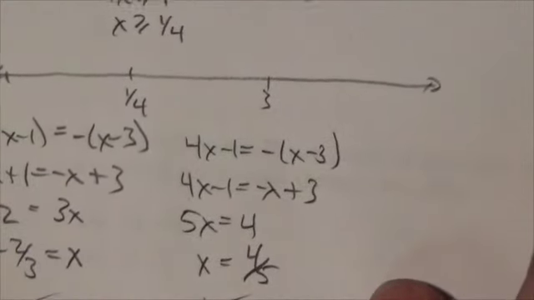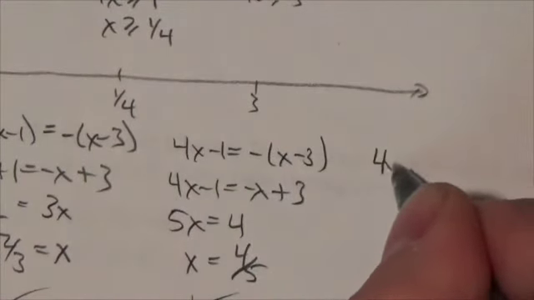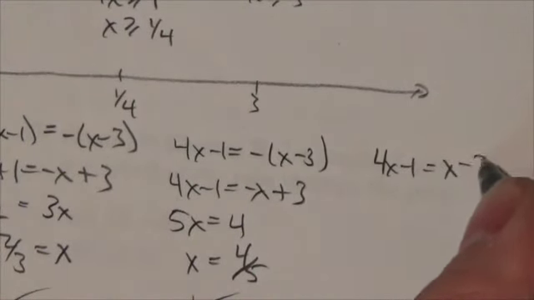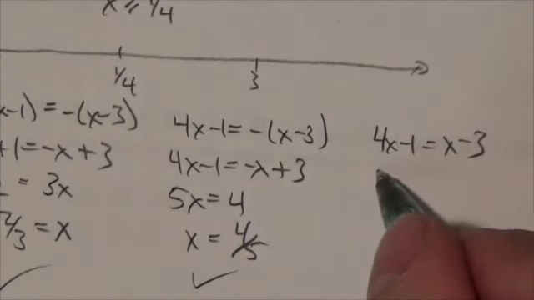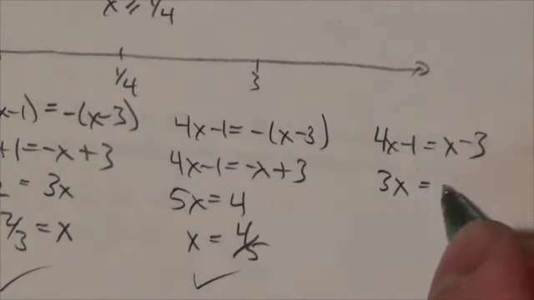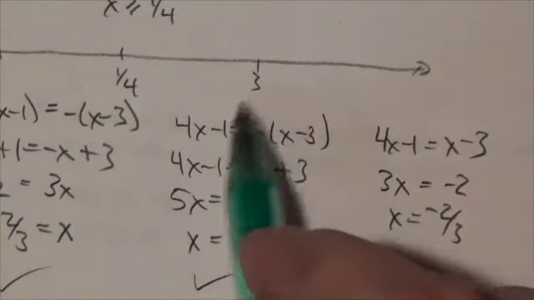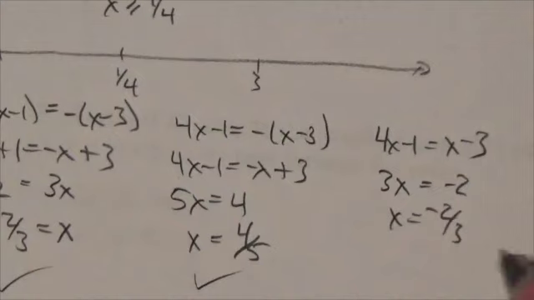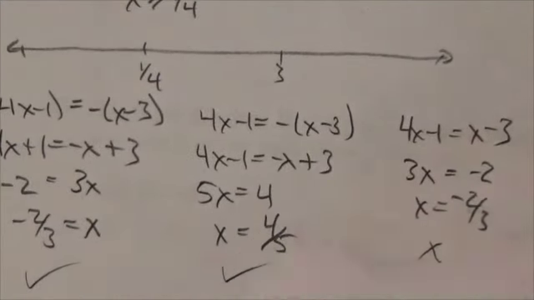Good. Then we check what happens when we're over here, where both are positive. 4x minus 1 would then equal x minus 3 without any necessary changes to the question. Bring the x over and I get 3x is equal to negative 2. x is equal to negative 2/3. Well, that is not in this interval greater than 3, so that's not the correct answer. The only two answers are negative 2/3 and 4/5.